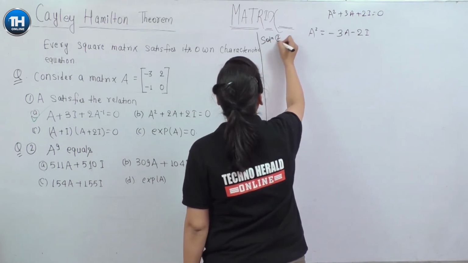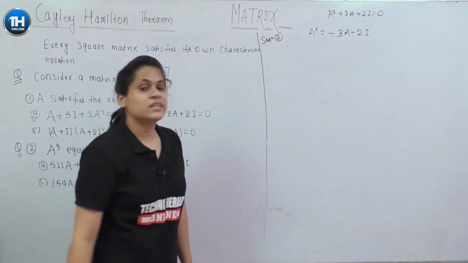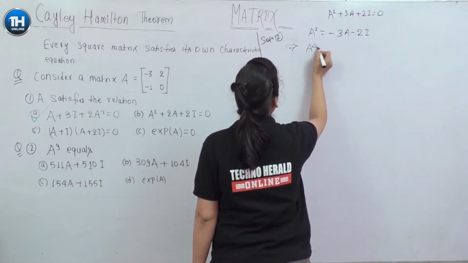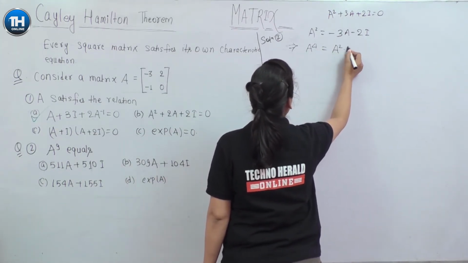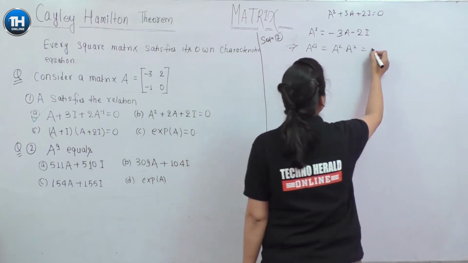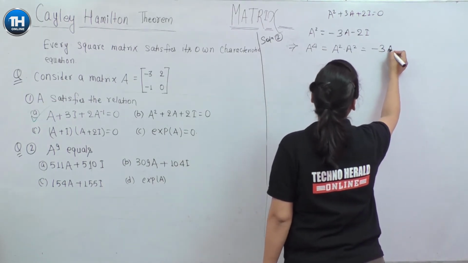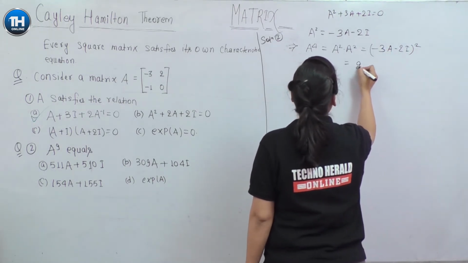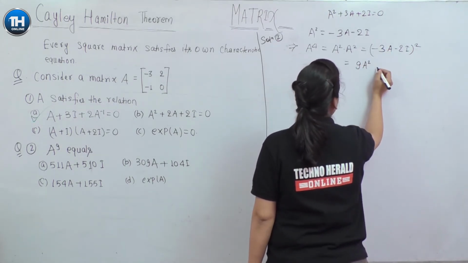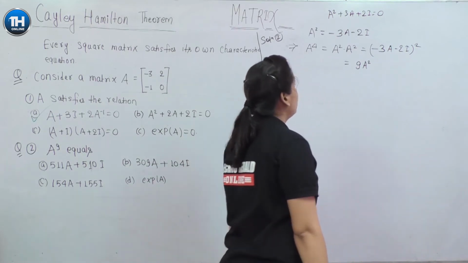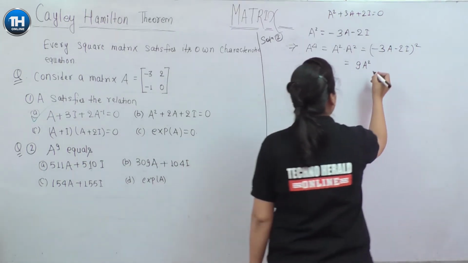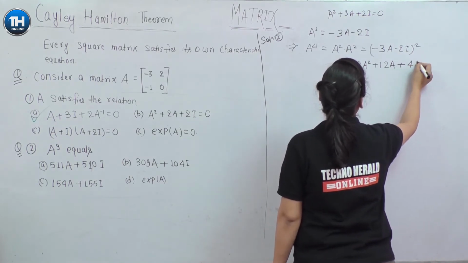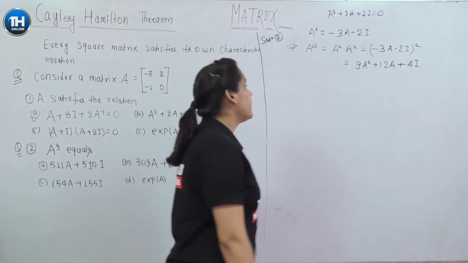Solution for the second part. A square is equal to minus 3A minus 2I. Then what will be the value of A to the power 4? A square into A square means the whole square of A square, which is (minus 3A minus 2I) whole square. This will be equal to 9A square plus 12A and plus 4I. Okay, you got A to the power 4.